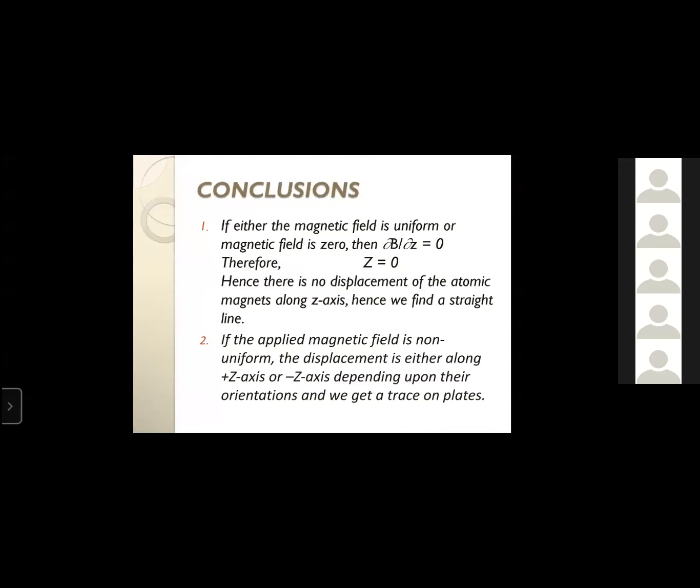Conclusions: if either the magnetic field is uniform or the magnetic field is zero, then ∂B/∂Z = 0. Therefore, Z = 0. Hence, there is no displacement of the atomic magnets along the Z axis. Hence, we find a straight line. If the applied magnetic field is non-uniform, the displacement is either along the plus Z axis or minus Z axis, depending upon their orientations, and we get a trace on the plates.